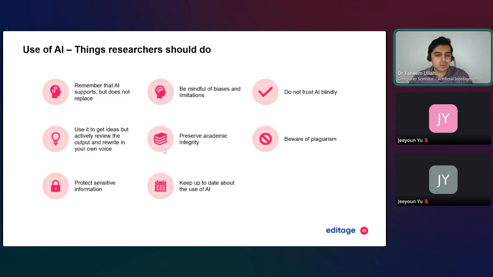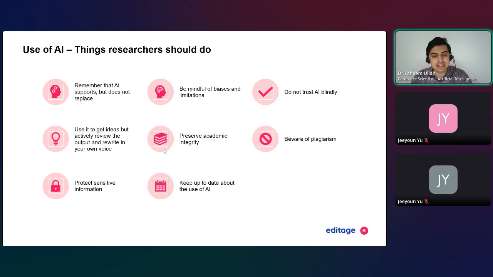Now, while we have discussed all the different areas where AI tools can help us, we need to be careful in a few ways as well. The first one is that we need to remember that AI is there to support us. It does not replace us. So we need to use it to our advantage, and not in a way that badly impacts our reputation or our learning. We need to also be mindful of biases and limitations. It has some limitations I already showed you in those slides.